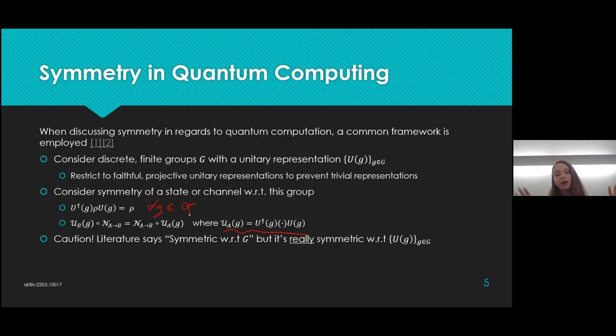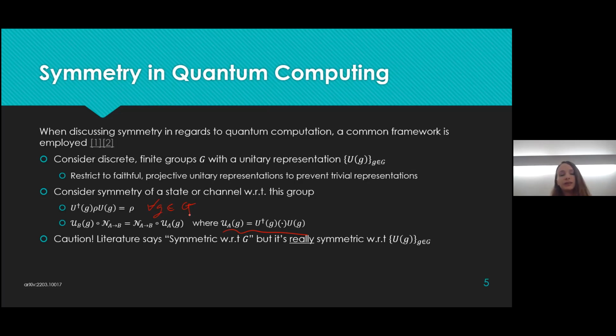Now, big caution, step back. In all of the literature on this subject, and throughout this talk, you're going to hear symmetric with respect to a group. I'm going to say that, and that's really what's written. But in reality, it's symmetric with respect to the representation. These tests are going to be highly dependent on the representation of your group that you're using, and they will not, in general, be unique.